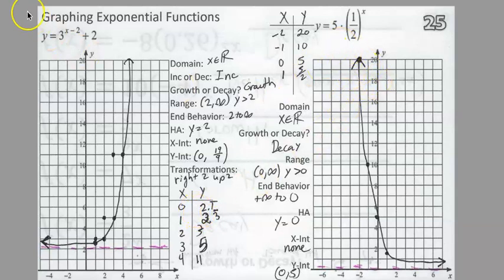For our other example, we have y equals 5 times 1/2 to the x power. That is a decay. It still has a domain of all real numbers. The range is going to be y is greater than 0 because there's no k here, so k is 0. End behavior: on the left side it's positive infinity, and the right side is approaching 0. Your horizontal asymptote, y equals 0, is just whatever your k value is. The x-intercept is none. The y-intercept is (0, 5). Again, to get the y-intercept, just plug in 0 for x and evaluate.